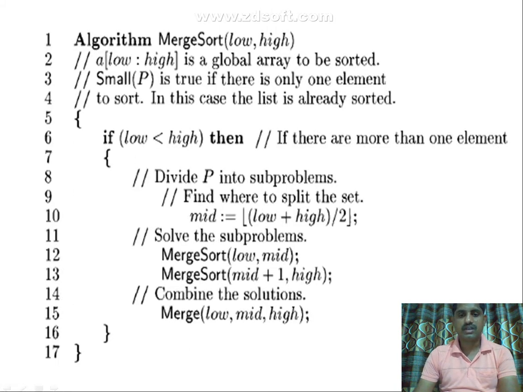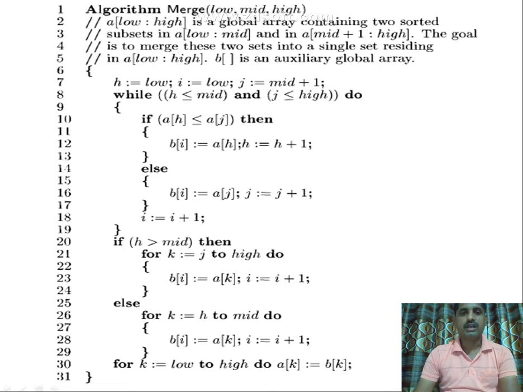Algorithm MergeSort. Algorithm Merge(low, mid, high). Here A is a global array containing two sorted subsets, in A[low : mid] and A[mid+1 : high]. The goal is to merge these two sets into a single set residing in A[low : high]. B is an auxiliary global array.